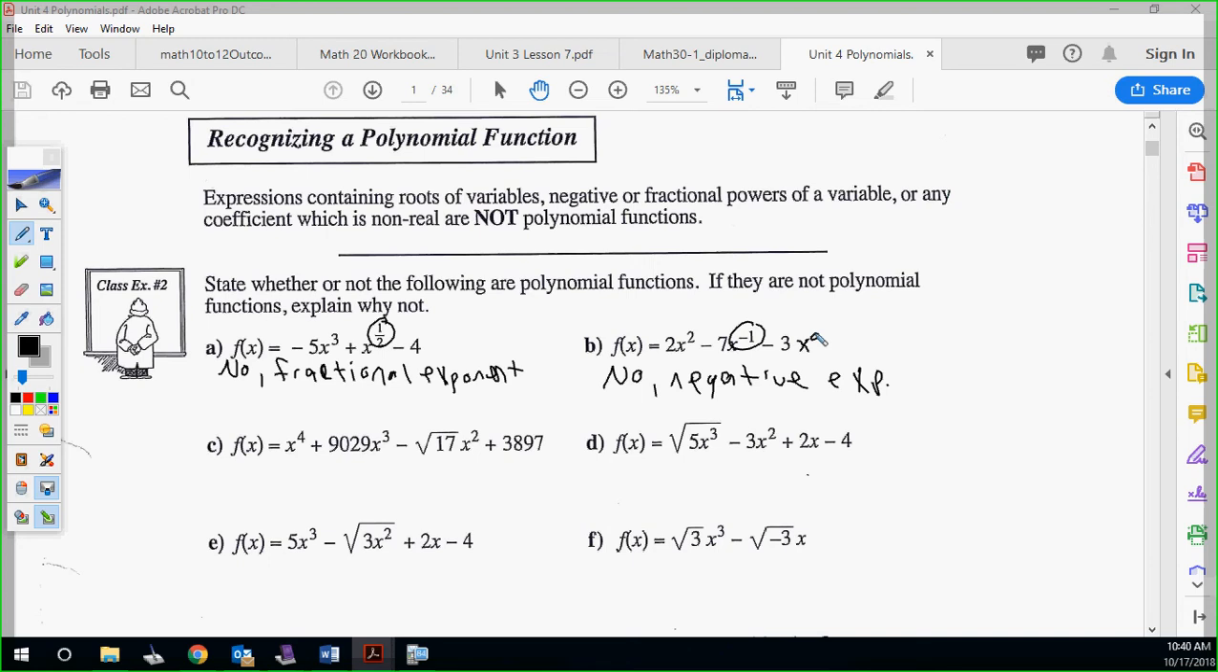Psyched you out, the root 17. Root 17 is still a value. Your coefficient's okay. When you're looking up here, expressions containing roots of variables, okay? So we have roots, not roots of variables. We don't have negative or fractional powers, okay? And we don't have any non-real numbers. Like if that was root negative 17, then we'd have a problem, right? But it's not. This one's okay. So C is good.